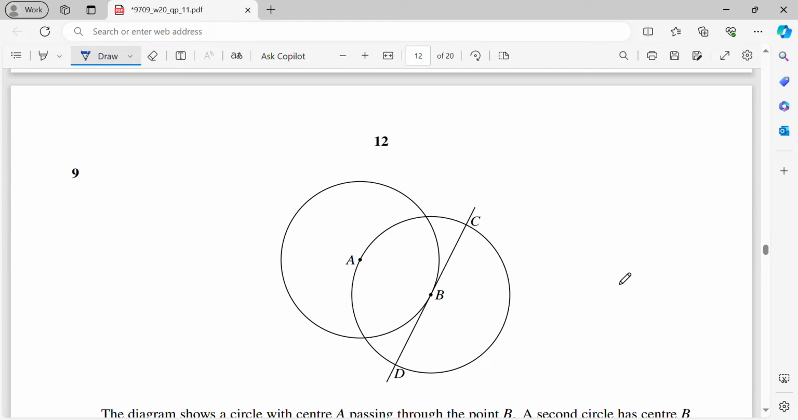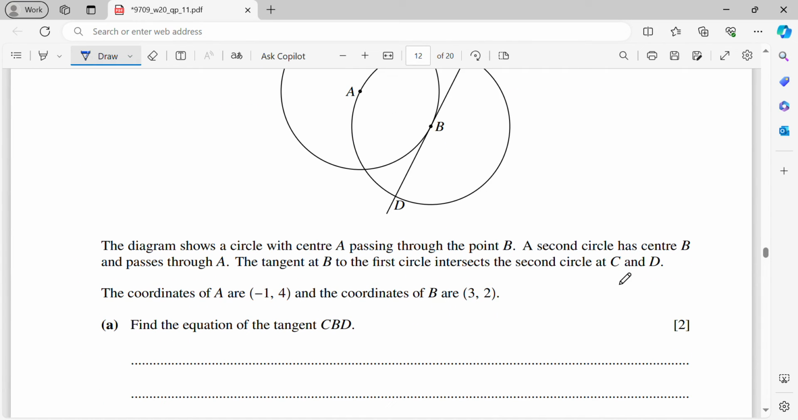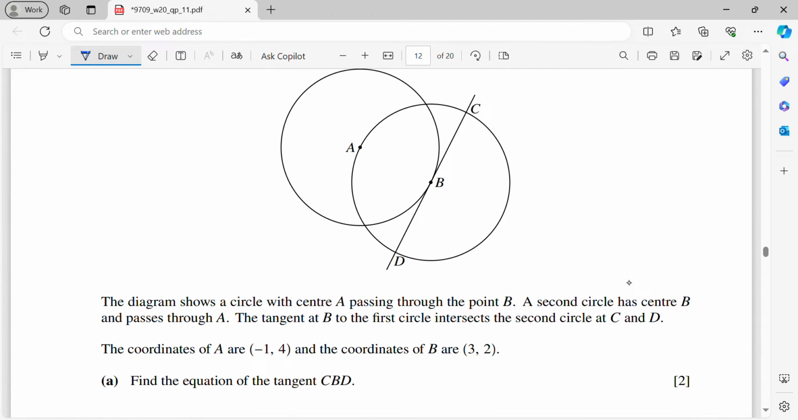Okay, next question, number 9. The diagram shows a circle with center A and passing through the point B. Okay, this B is on the circle A. The second circle has center B and passes through A. Alright, the tangent at B to the first circle, this is the first circle, this is a tangent, intersects the second circle at C and D.